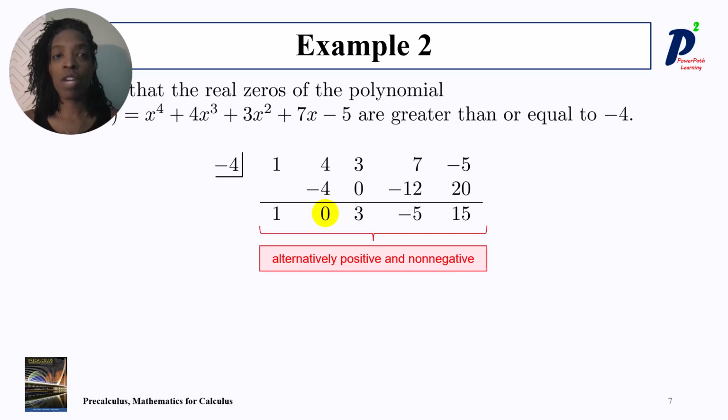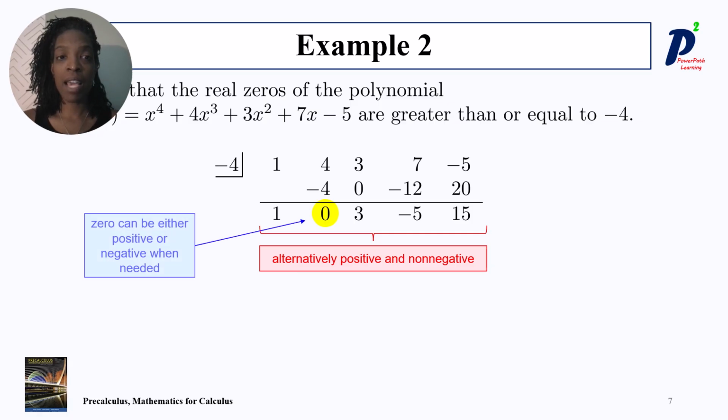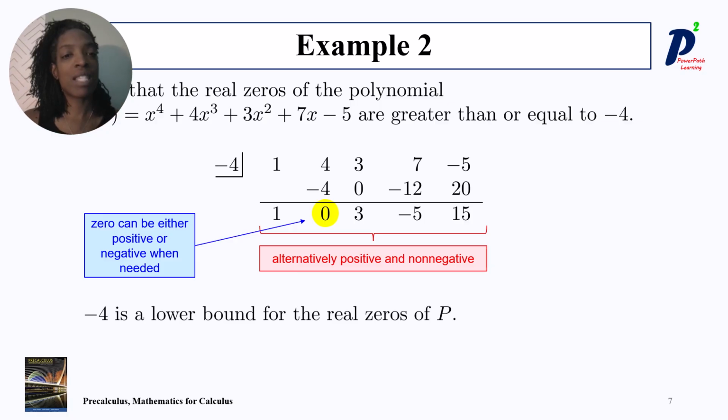Now, I know what you're wondering. What about that zero right there? Remember, zero can be either positive or negative when needed for this theorem. So now I know that -4 is a lower bound for the real zeros of P. All done.